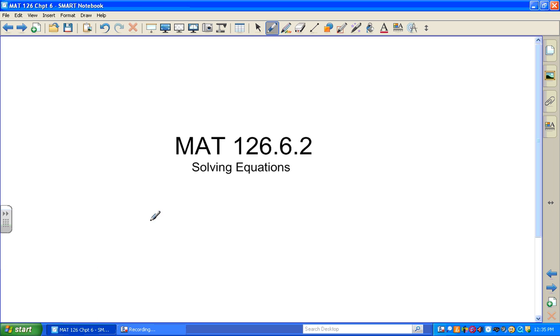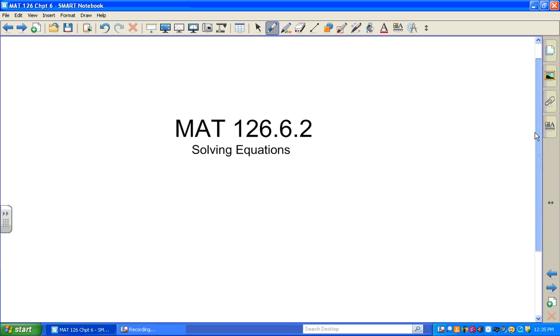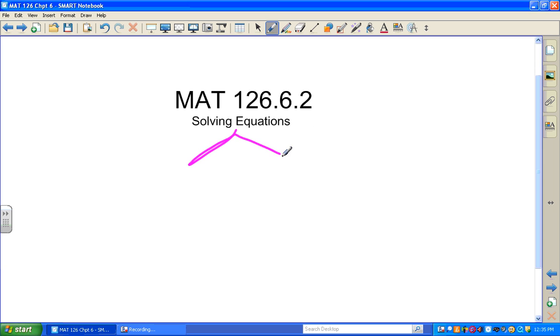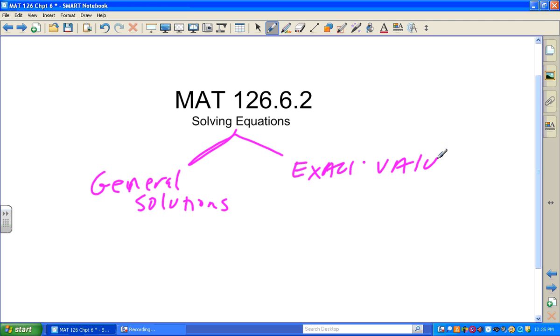Solving equations. When you solve equations, there are two types of solutions. One known as general solutions. The other one known as exact value and approximate. Okay? There we go. General solutions.